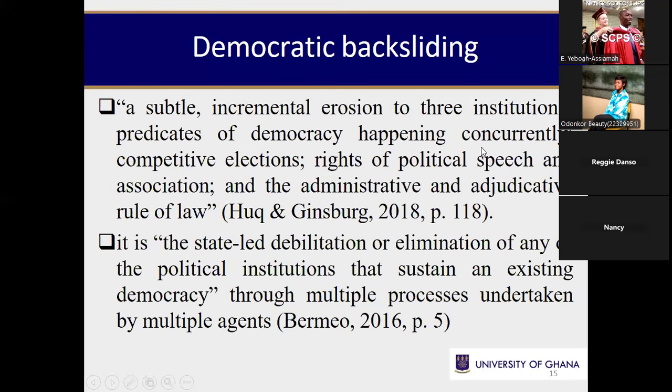Democratic backsliding, my dear friends, involves a subtle, incremental erosion to three institutional predicates of democracy happening concurrently: competitive elections, rights of political speech and association, and the administrative and adjudicative rule of law. If you are in a country, then you observe that there is a gradual or incremental erosion to competitive elections, people's rights and freedoms, and then the rule of law. Then that tells you that there is what? Backsliding happening.